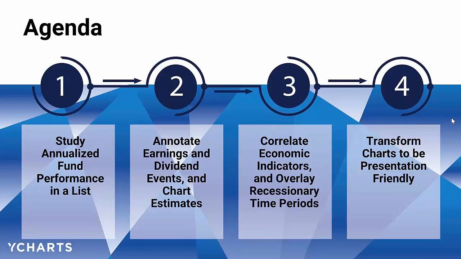So the format for today is we're going to break it into three major examples, show the finished product in the chart, and then take a step back and reintroduce how to go about recreating that. We're going to study annualized fund performance in a list in one example, show our new annotating of earnings and dividend events and charting estimates in another, and then for the third example, correlate economic indicators and overlay the recessionary time periods for that. And then finally, show how that can all be transformed into a client-friendly presentation. So let's get started.